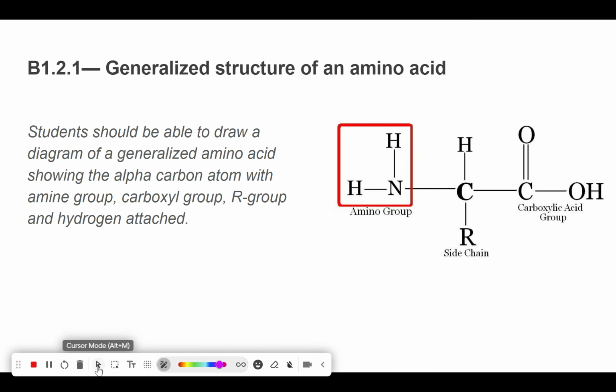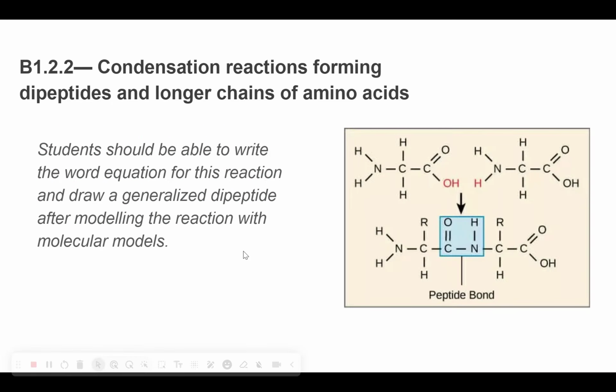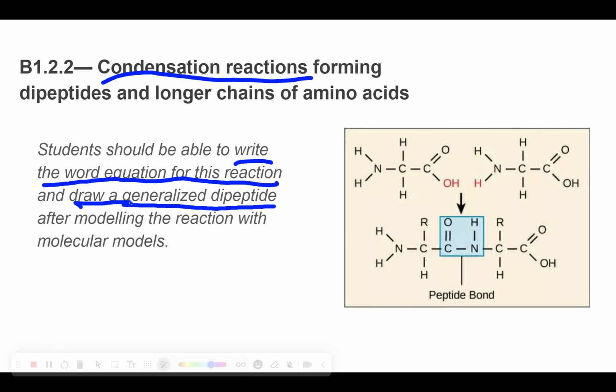All right, next point of information is about how these amino acids come together: condensation reactions forming dipeptides and longer chains of amino acids. If you've already been through some of the content videos, we've talked about some of these condensation reactions before. In this case, you should be able to write the word equation for this reaction and draw a generalized dipeptide.